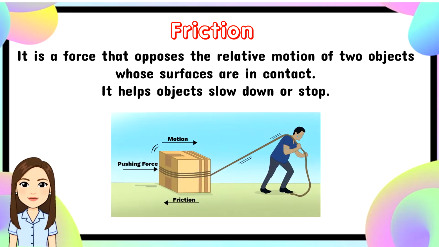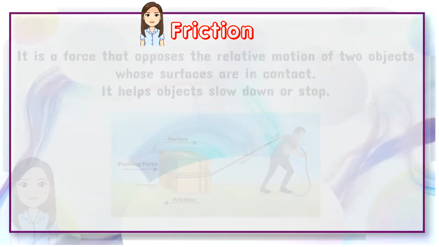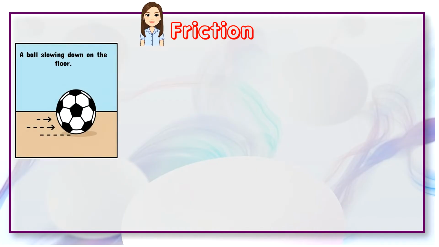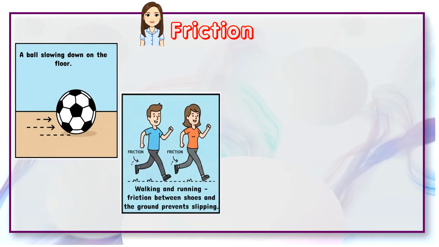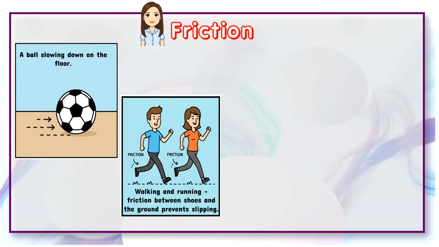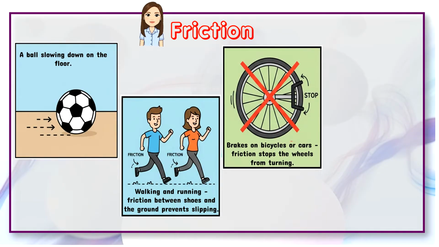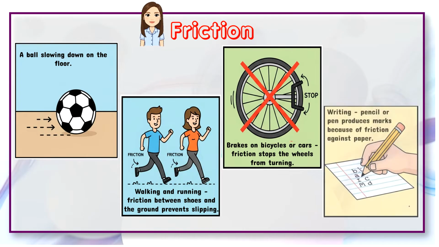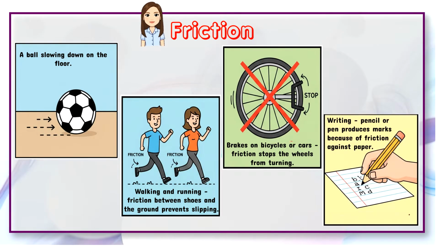Friction. It is a force that opposes the relative motion of two objects whose surfaces are in contact. It helps objects slow down or stop. These are some examples of friction. A ball is slowing down on the floor. Walking and running, wherein friction between shoes and the ground prevents slipping. Brakes on bicycles or cars, friction stops the wheels from turning. And writing, pencil or pen produces marks because of friction against paper.